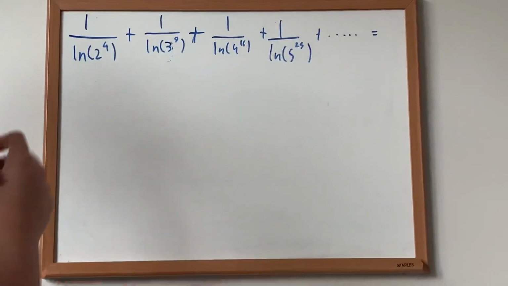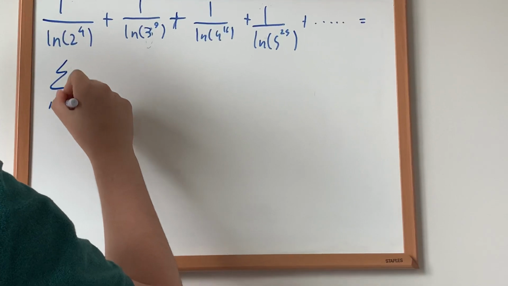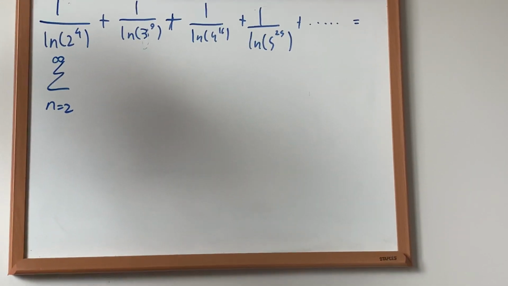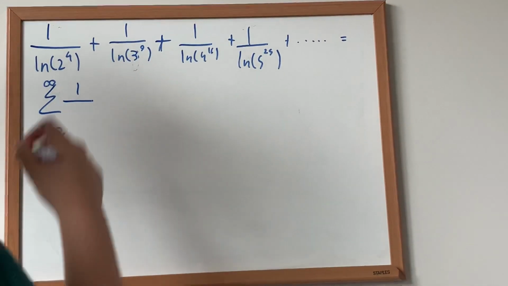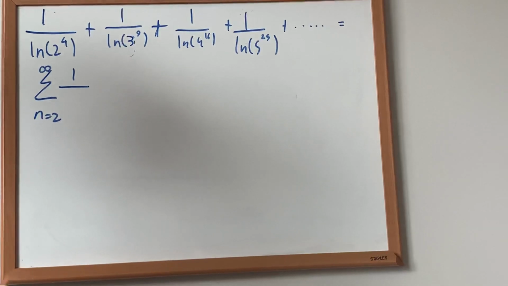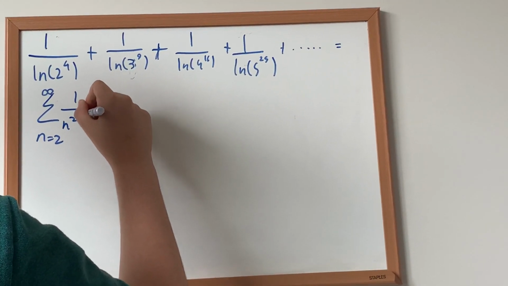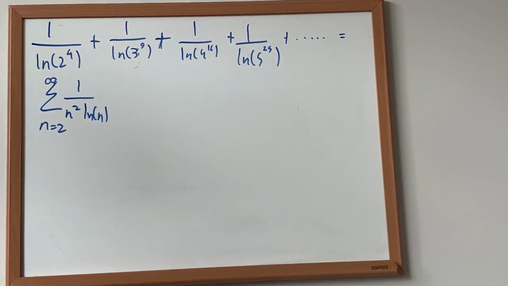So the formula, because we're starting with 2, I want to write the formula as from n is equal to 2 to infinity, and then the formula we get, 1 is a constant, so always have it. And then because a perfect square is being multiplied, we have n squared times natural log of n. And if you put any value of n, you see that it works.